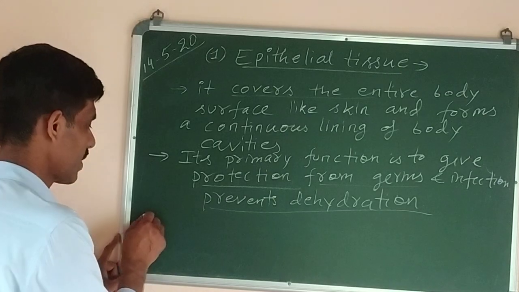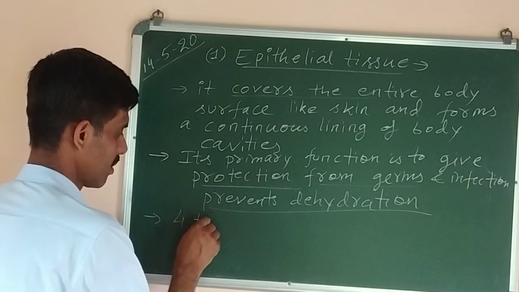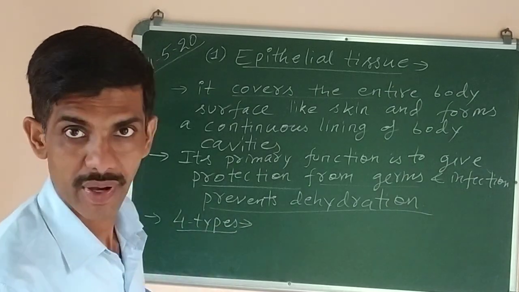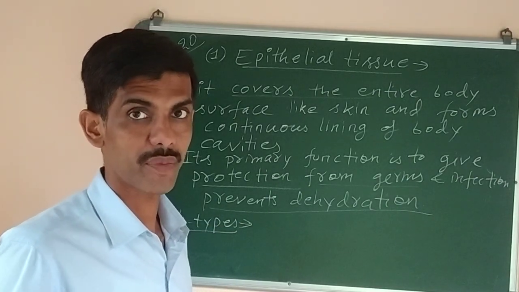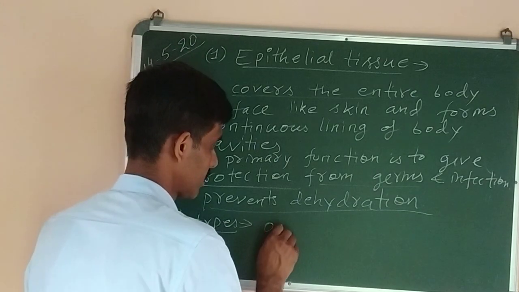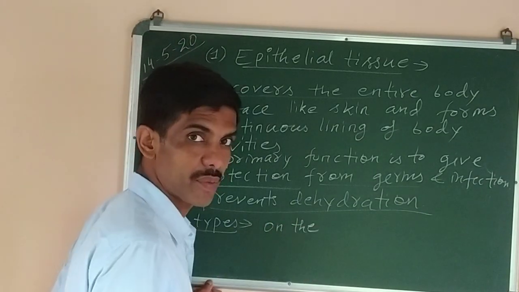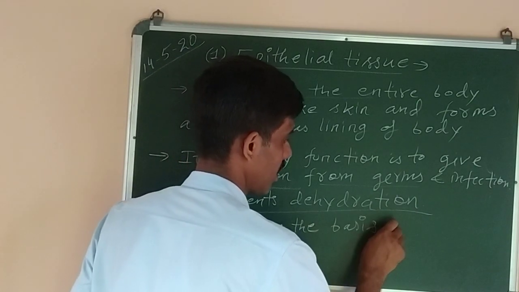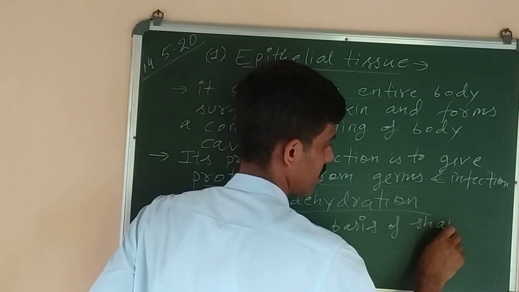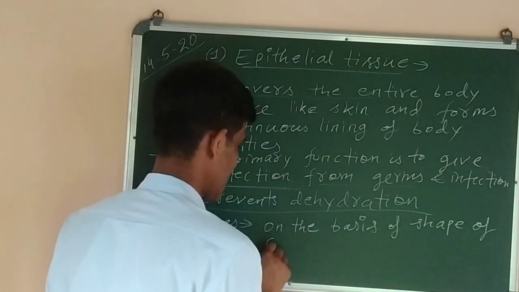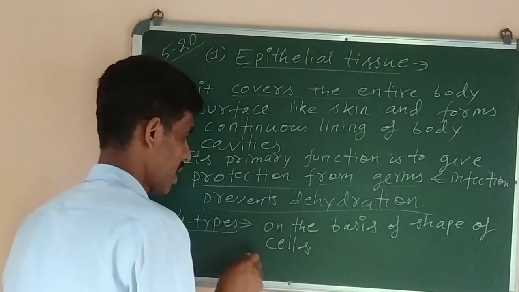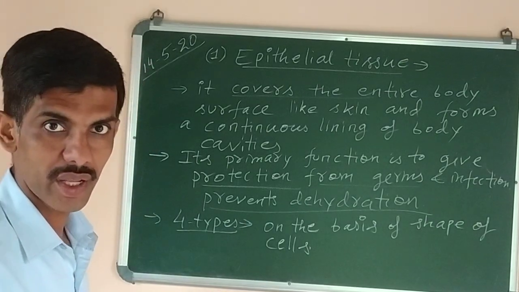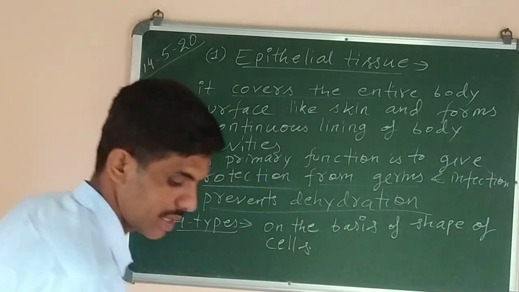Now it is of 4 different types. 4 types of epithelial tissues are there. On which basis is it classified? On the basis of shape of the cells. Means what type of shape of the cell is there? Accordingly, epithelial tissue is classified on the basis of shape of cells. There are 4 types of epithelial tissue. Now what are they? One by one we have to study. First one is squamous epithelial tissue.